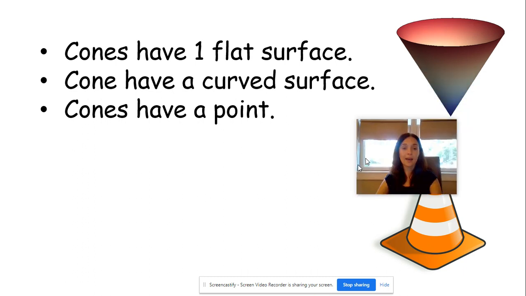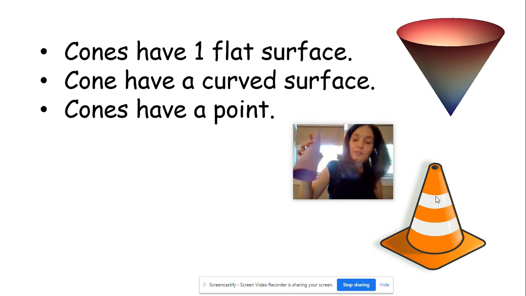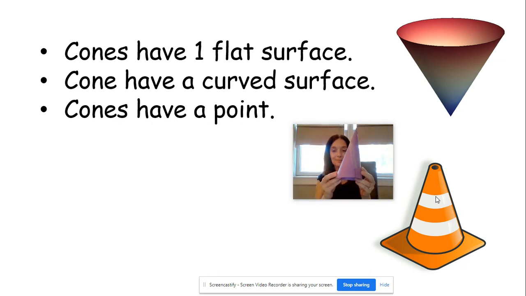Here are our cones. Here's two different cones. It's a purple cone, and this you might have seen before, a traffic cone or a construction cone. Okay, I have a cone. Here's my cone. It looks like a party hat, right? The cone I made. Okay, so let's look at our cones.